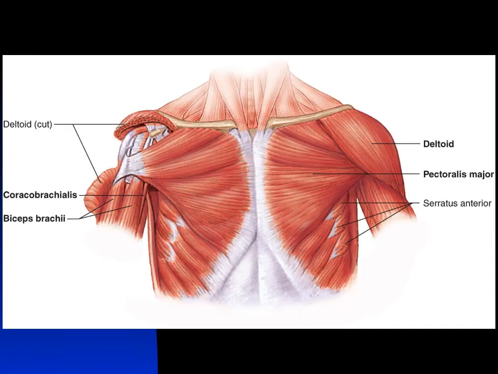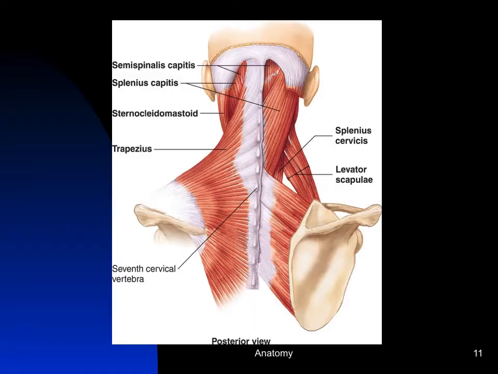Okay. Next week, we'll talk about muscles of the torso. These include the deltoid, that's going to abduct the arm, the pectoralis major, which flexes the shoulder joint. The pectoralis minor is underneath there. It moves the scapula, as does the serratus anterior. Those are all muscles kind of working the scapula.